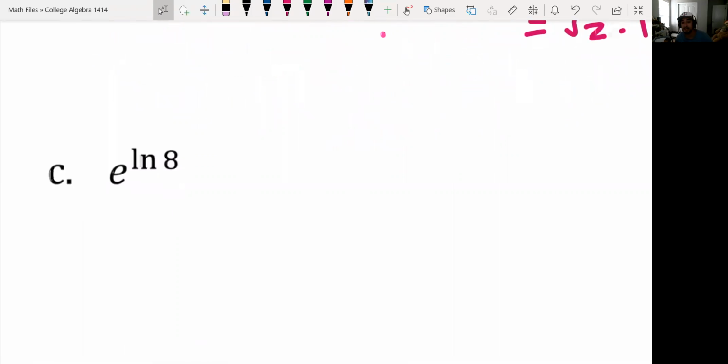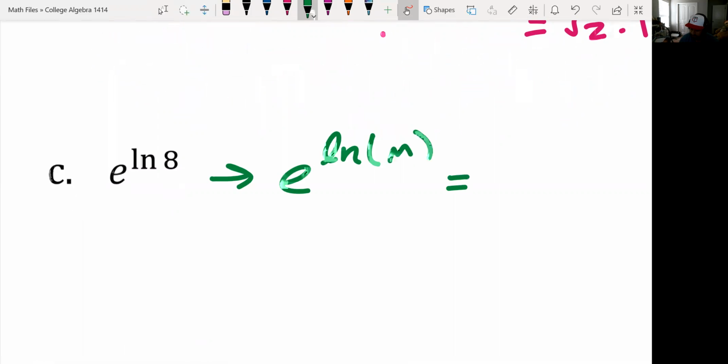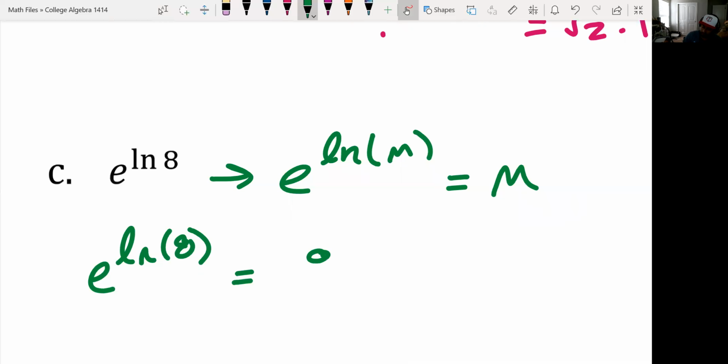C, e to the natural log of 8. This is going to use that property that e to the natural log of m will give me m. So this means that e to the natural log of 8 will just give me 8. All right. And there's no other way around that one. There's no other way to solve that one.